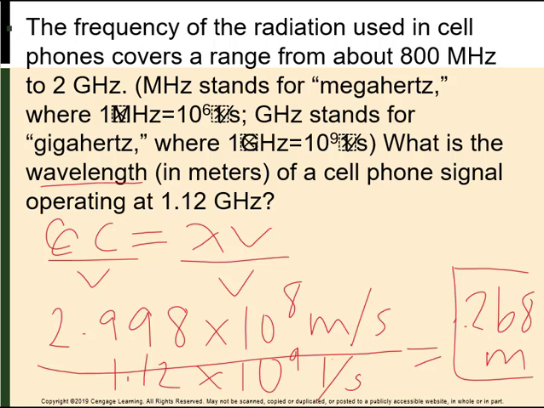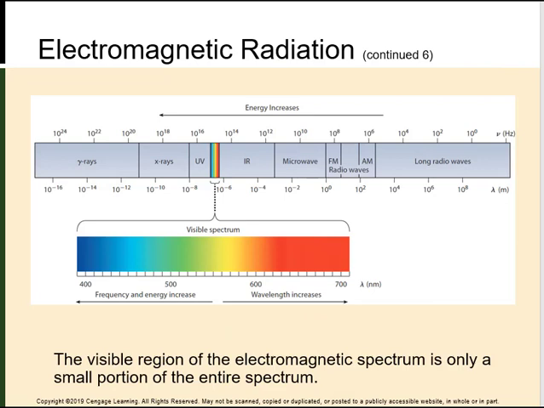And if we look at 0.268 meters and where that falls, it's in the microwave region of the electromagnetic spectrum. Make sure you pay attention to units when we're solving this problem, because we need our wavelength to be in meters when we're looking at our spectrum here.